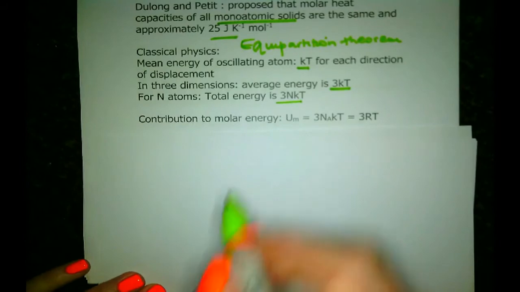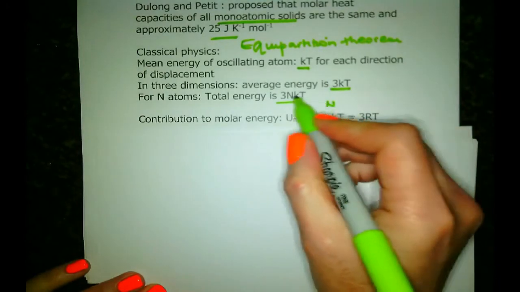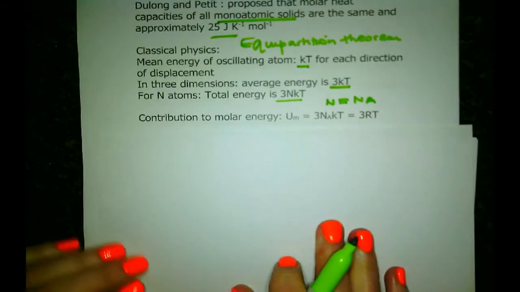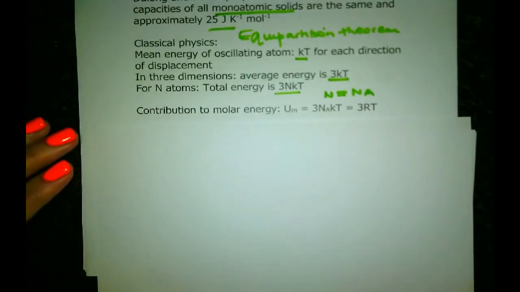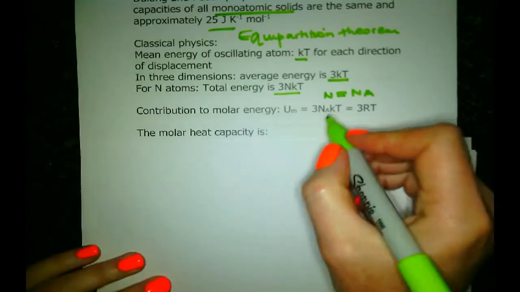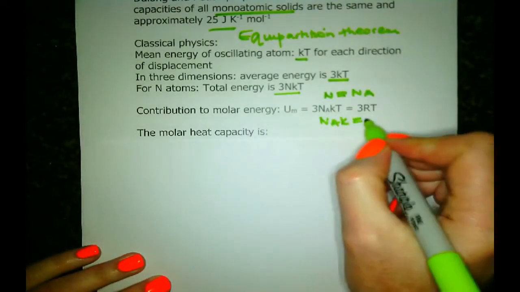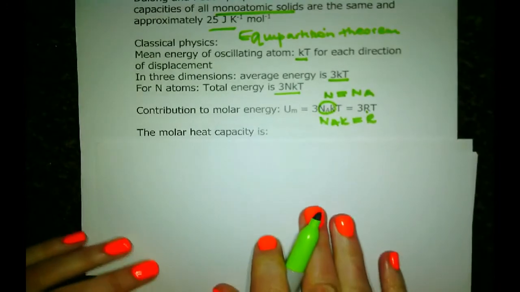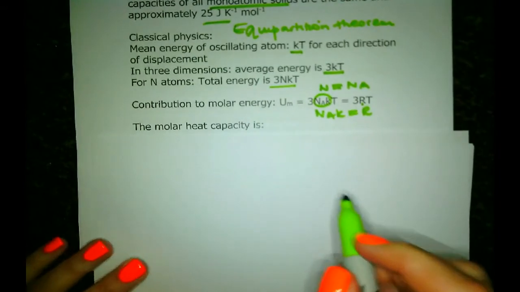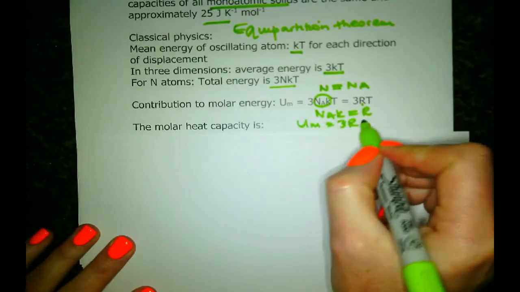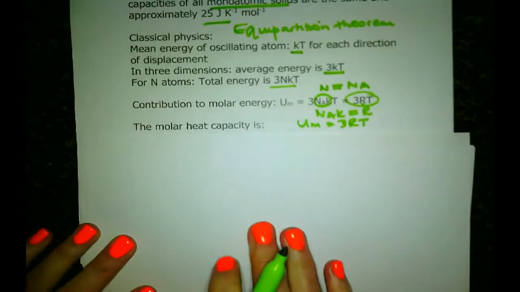If you work with a mole of atoms, your number of atoms becomes Na, which is Avogadro's constant, and then you also have a relation that says NaK equals R, so that becomes R. So the molar energy is 3RT.